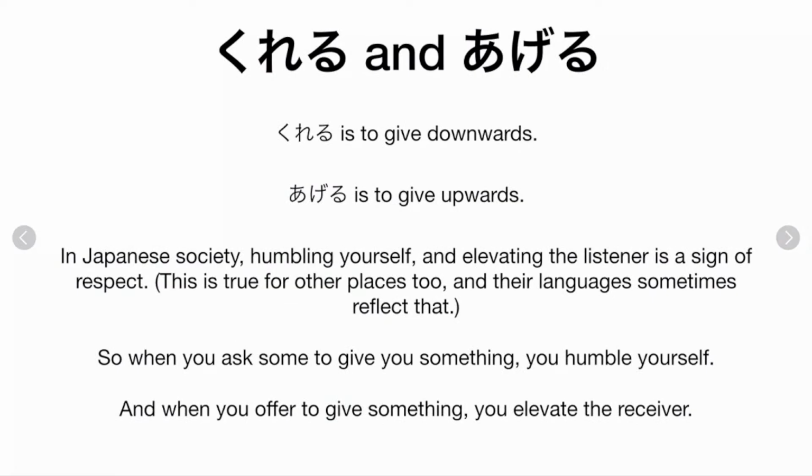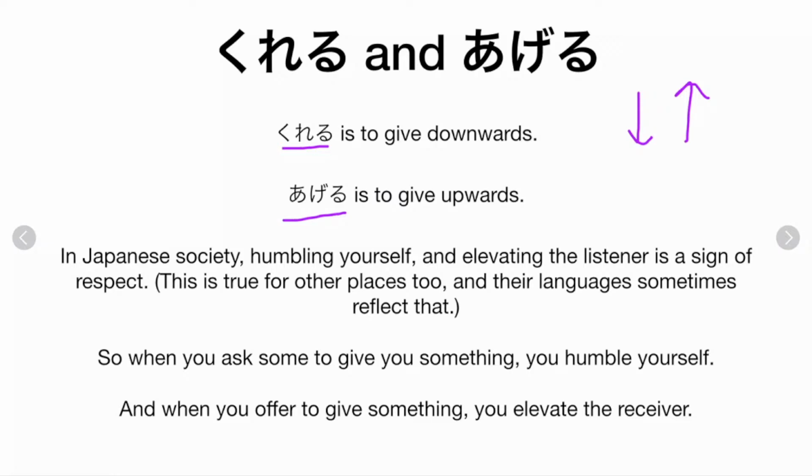Here are two verbs that are very, very common as helper verbs, and they are kureru and ageru. Kureru is to give downwards, and ageru is to give upwards. So we've mentioned in the past that Japanese is a very hierarchical society.